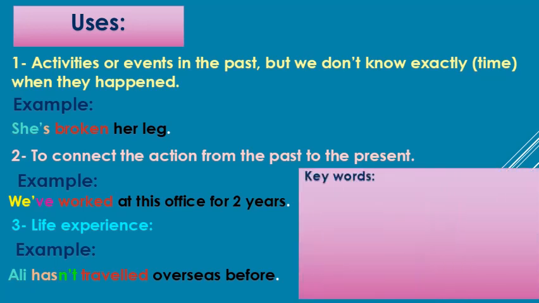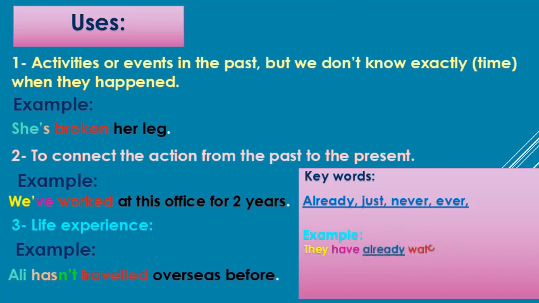Now let's move to the keywords. So here we have already, just, never and ever. These keywords come between the auxiliary verb and the main verb. For example, they have already watched the film. So already comes between the auxiliary verb and the main verb.